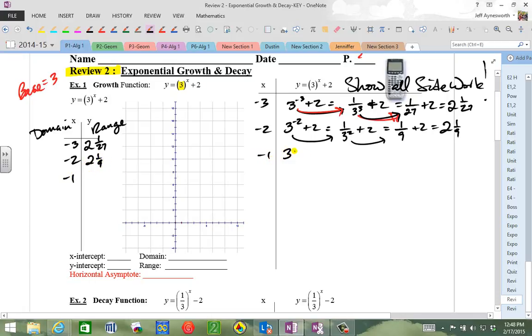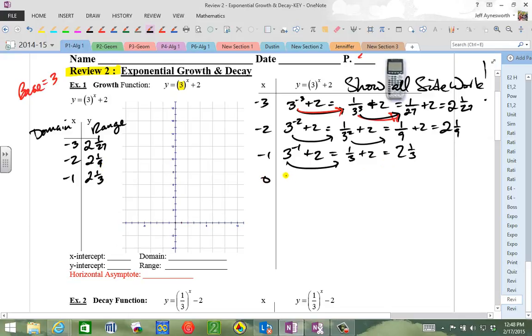So what do we get when x is -1? Let's substitute it in. 3 to the -1 plus 2 more. What does that become? It becomes 1/3. When you add 2, you get 2 and 1/3. When it's addition, it's very simple. You just add the fractional part with the whole number, and you get a mixed number. So you get -1 comma 2 and 1/3. So notice the fractions are getting bigger and bigger here.